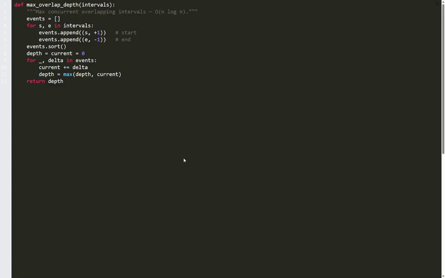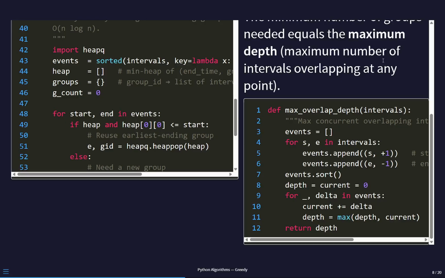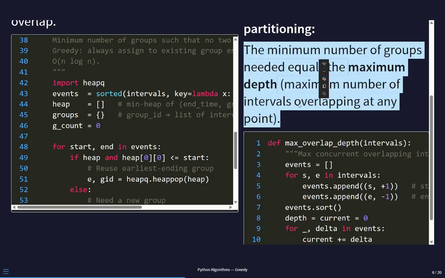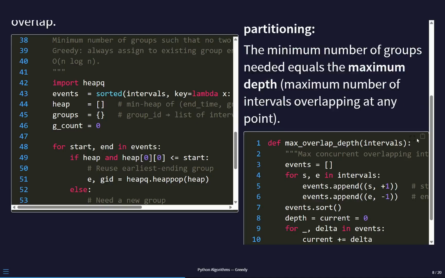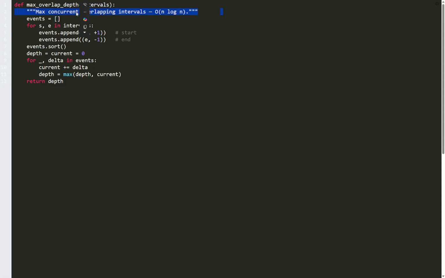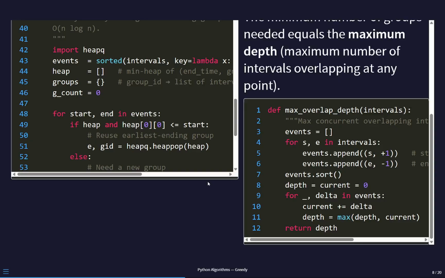There's a beautiful theorem connecting the two. The minimum number of groups needed for interval partitioning exactly equals the maximum depth, the maximum number of intervals that overlap at any single point in time. The max_overlap_depth function computes this using a sweep line. Generate start events and end events, sort them, sweep through accumulating a running count, and track the maximum. The greedy interval partition algorithm achieves exactly this lower bound, proof that it's optimal.